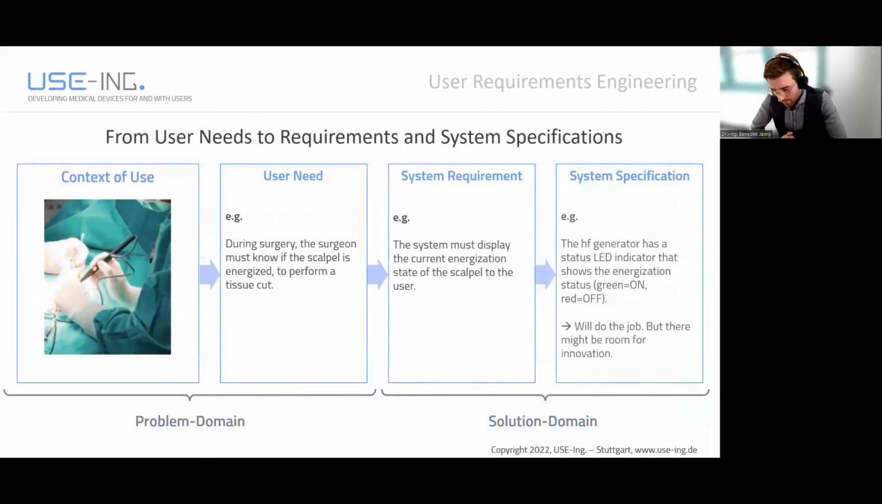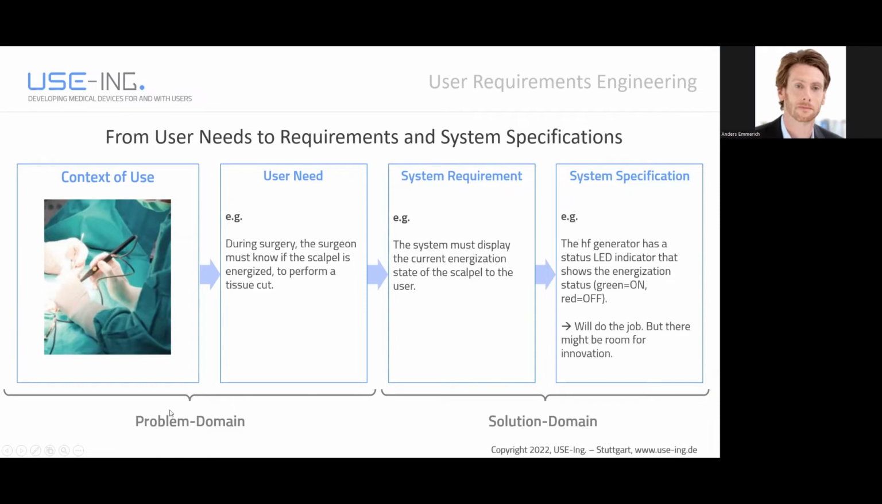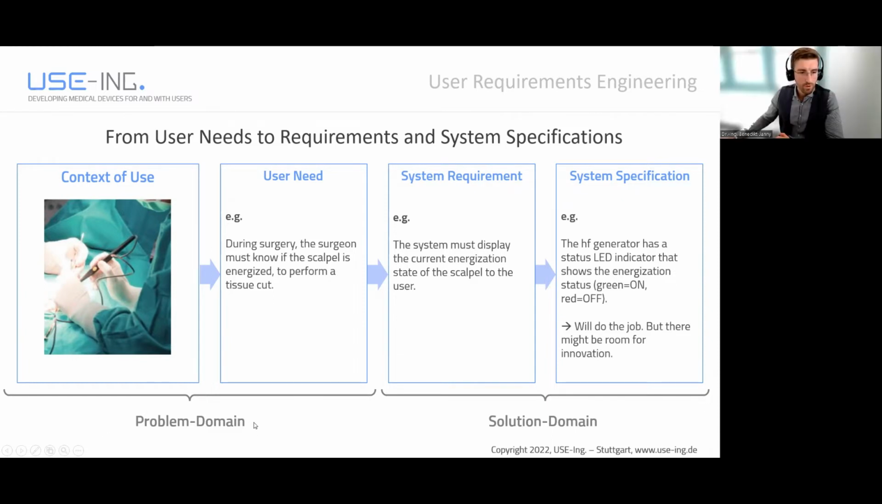So here is a short demonstration of a potential solution. As we were talking about in the beginning, we highly focus on the context of use and we derive our user needs. So within the design process of, let's say, a high frequency generator for electrosurgery, one user need could be: during the surgery, the surgeon must know if the scalpel is energized to perform a tissue cut. So with those first two steps, we are still within the problem domain.